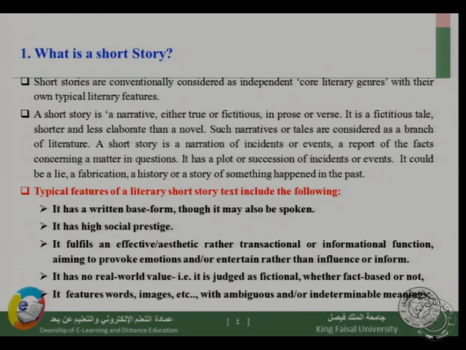So these are very important features because they help you in translating a short story. If you don't understand what we mean by a short story, and if you don't know the functions of a short story, then you cannot translate it. So that's why I'm saying these things to you, to be aware of.